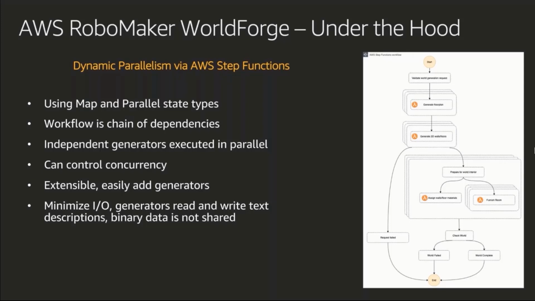And importantly, we minimize input-output. So in a 3D world, there can be a lot of binary data, but this does not have to be shared. When the floor plan's generated, it generates a text description to pass down the workflow. Similarly, when we furnish a room, the room doesn't need those meshes that you saw in Gazebo. It doesn't need the orange mesh. It doesn't need the textures or the images. It just needs a description of the data. And I'll go into what that description is in a second.